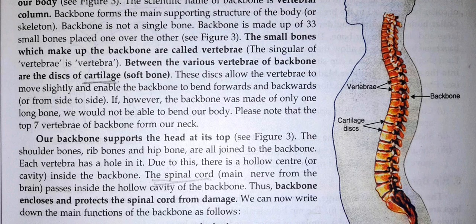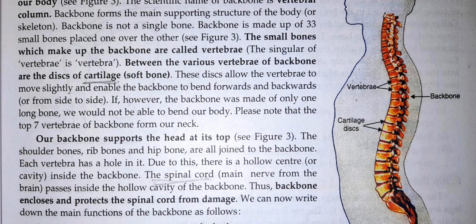Each vertebra has a hole in it. Due to this, there is a hollow center or cavity inside the backbone, and the spinal cord, the main nerve from the brain, passes through the hollow cavity of the backbone. So the backbone also protects the spinal cord from damage, and the spinal cord is very, very important.